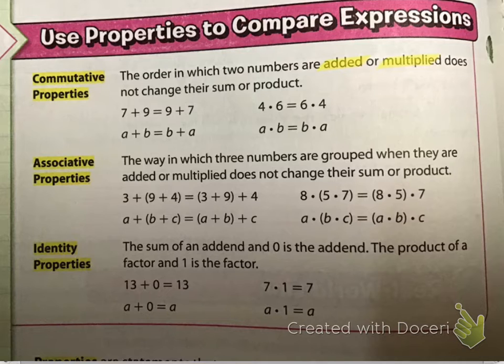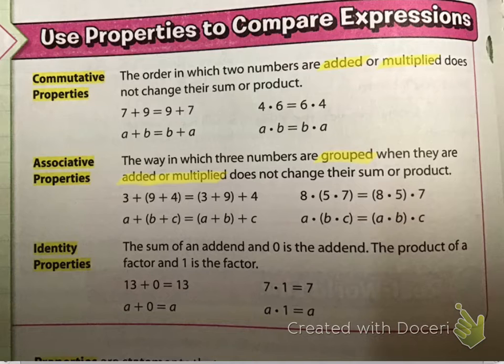Then we have the associative property, the way in which three numbers are grouped when again they are added or multiplied does not change their sum or product. So again, all they did right here was put them in different parentheses. So here in this first parenthesis I have 8, and then inside I have 5 and 7. Here I have 8 and 5, and on the outside 7. I'm going to get the exact same answer no matter how I group them.